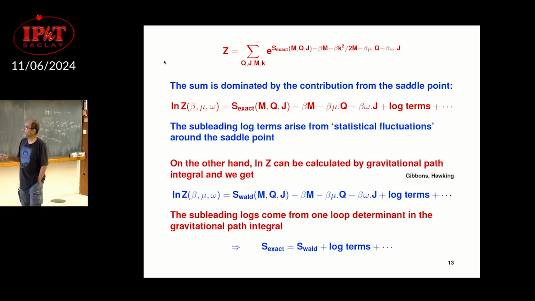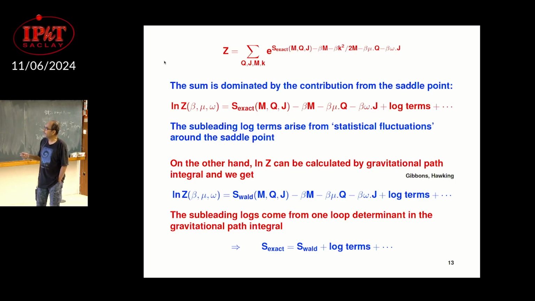And this sum here, in ordinary statistical mechanics, whenever you have an ensemble sum like this, this is the grand canonical partition function. This e to the S exact, you can think of as a microcanonical entropy. This is a change of ensemble from the microcanonical ensemble to the grand canonical ensemble. So this sum will be dominated by the contribution from the saddle point, where this is extremized with respect to M, Q and J.